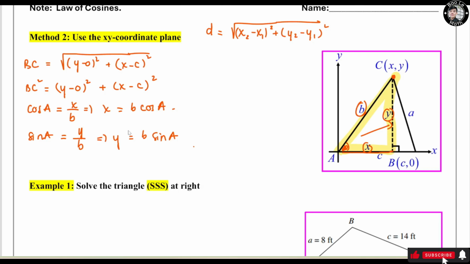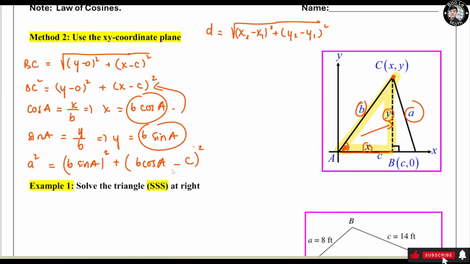So I'm going to substitute this for y and this for x back into the formula right here. And BC squared is actually a squared. So we have a squared equals, now we're going to use the completing the square formula for this guy right here. So it's going to be a squared equals b squared sine squared of A.